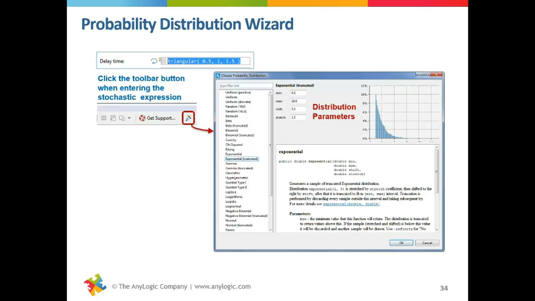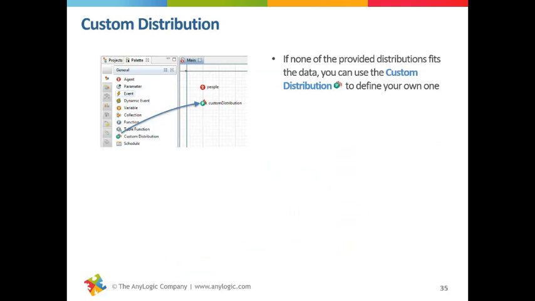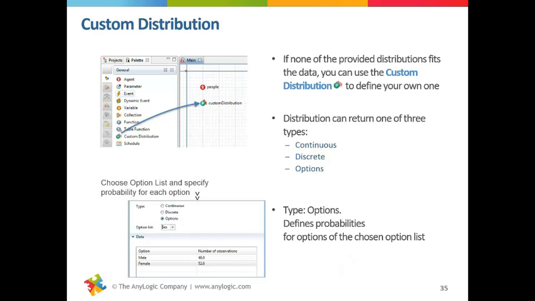Once a distribution is selected and parameters are populated, click OK, and the property will be populated with the probability distribution expression. You can also have a custom distribution, which can be continuous, discrete, or use the option list created earlier. So when you created the option list for male and female, custom distribution allows you to set the corresponding percentages to 48% and 52%. And when these entities are created, they will reflect this custom distribution for male and female.